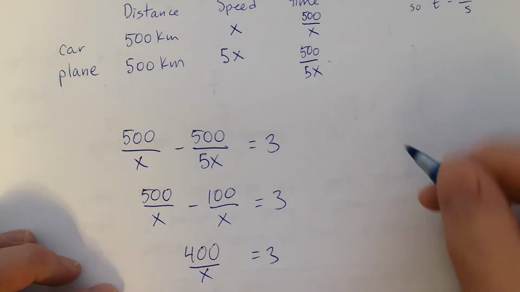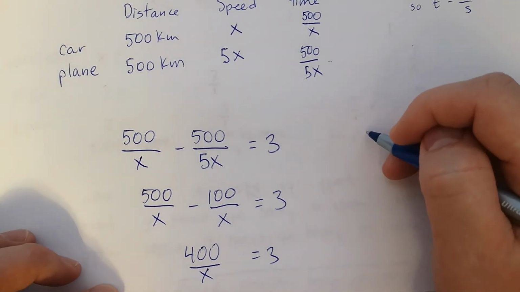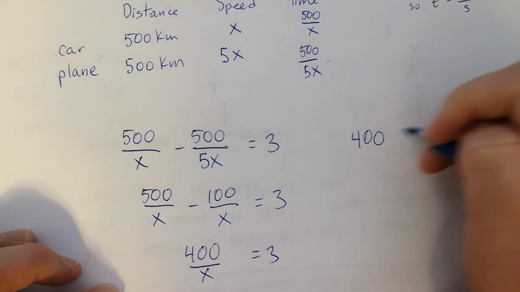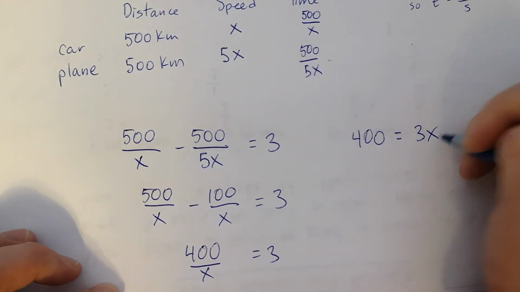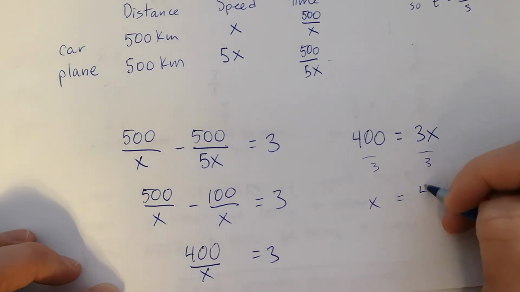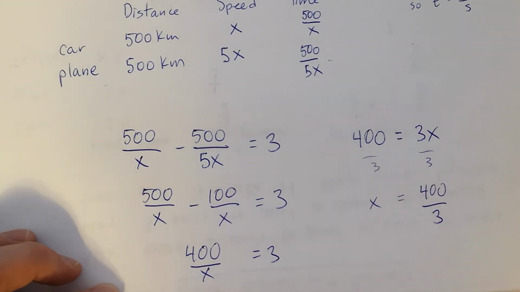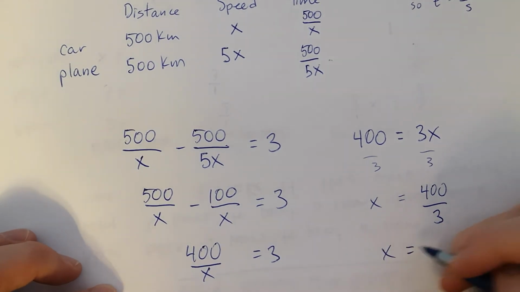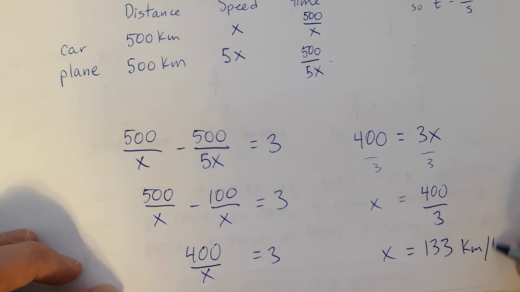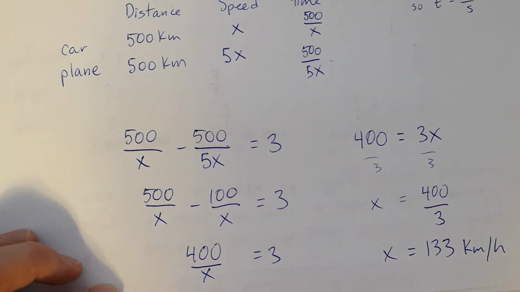All right. I can cross multiply there or just bring the x over. I'll do that first. 400 then is going to equal 3x, and I divide by 3. And x is going to be 400 over 3. Okay. So this car is actually moving pretty fast. It's going to be 133 kilometers per hour. But the plane is even faster.